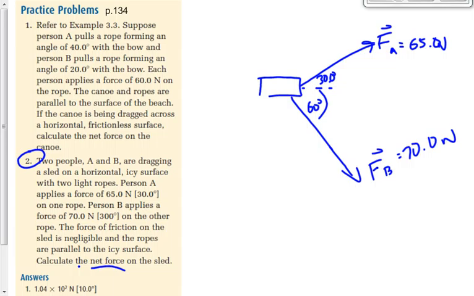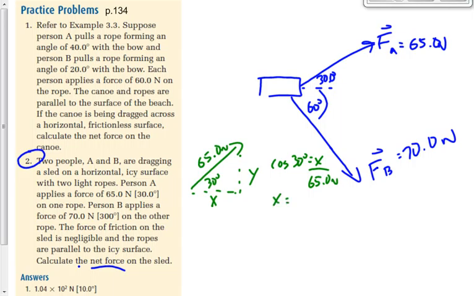So let's draw our little aside over here. We've got 65 newtons. We've got 30 degrees. We've got an x side. We've got a y side. Let's say cosine 30 degrees is equal to x over 65 newtons. What does that equal, guys? 65 cos 30. Someone's got to have that. Bailey? 56.29 newtons. Thank you. Let's do the y component now. Sine 30 degrees is equal to y over 65. Y is going to be equal to 32.5. All right, so we've got the x and y for the first one.